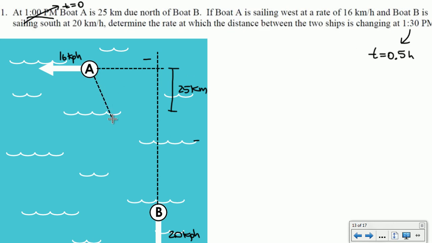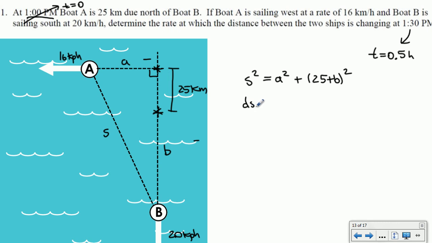So the straight line distance between the two ships is given by this line here, and I'm going to call this distance S. I'm going to call the distance that A travels from its initial position A, and the distance that B travels from its initial position B. So S is related to A and B. They are on a right angle triangle. S squared is going to be given by A squared plus this length, which is 25 plus B, squared.